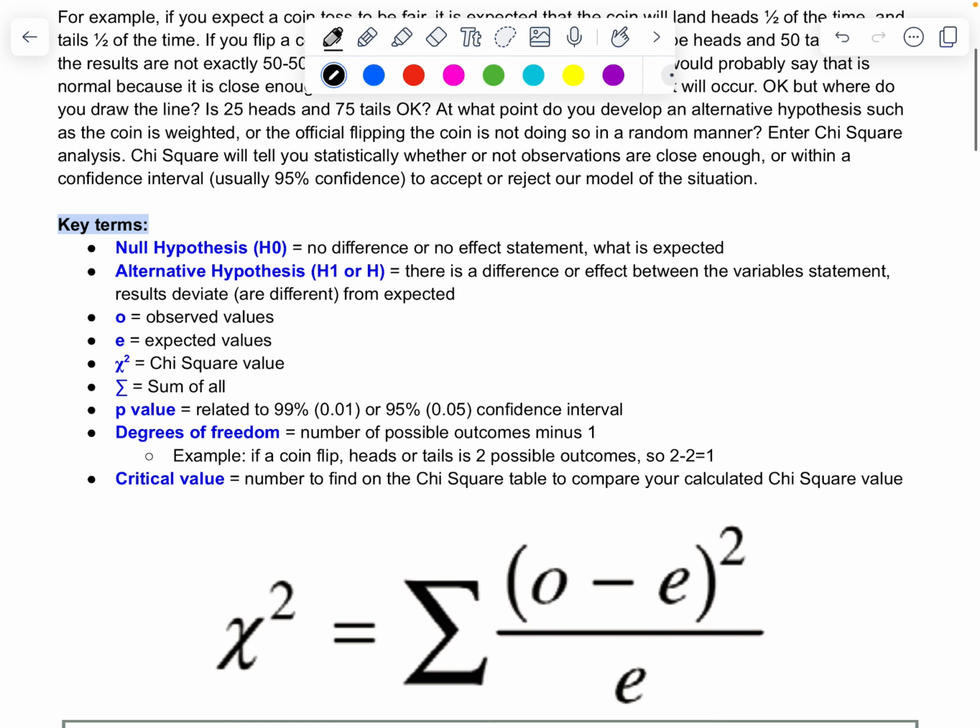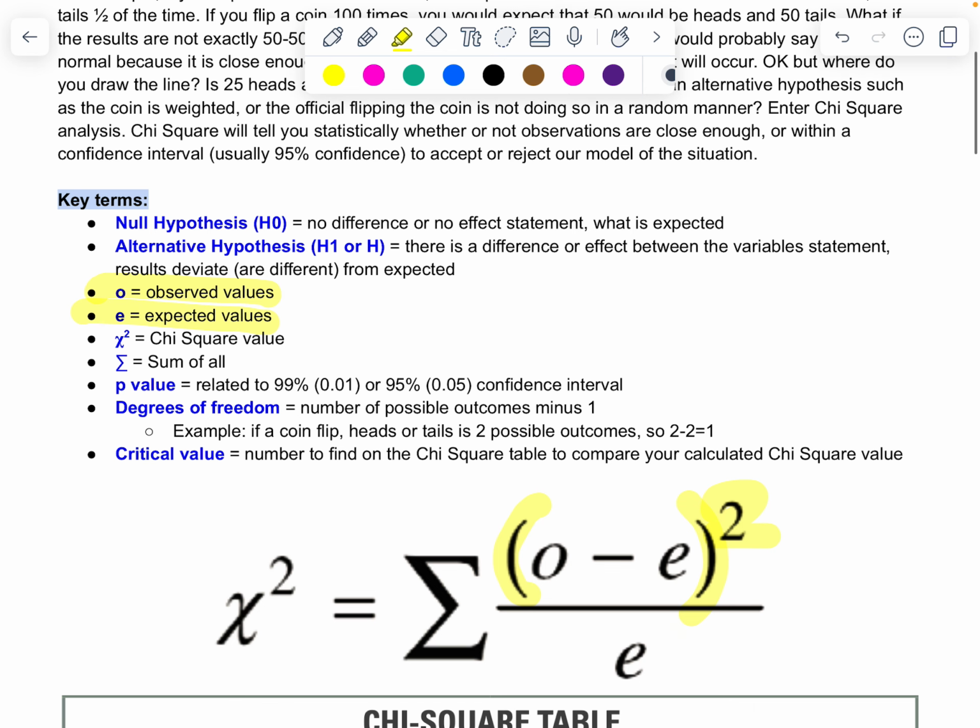Similar in that we still have observed values that we're going to work with, and expected values that we're going to work with. But we're going to do a little bit more math with those. We are going to take observed minus expected, square that, and then divide by expected. And this goofy symbol here means sum of all.